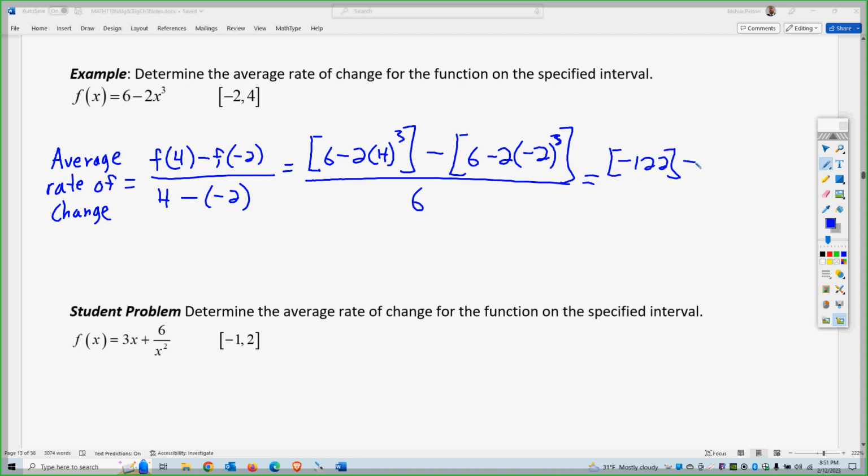And then 2 to the third power is 8 times 2 is 16, but this will be positive, right? Because the negatives will cancel out. So it'll be what, 22? Okay, so negative 122 and 22 gives me negative 144 over 6. So if I divide those, I get negative 24 is my average rate of change. Okay, pause the video. Try the student problem for yourself.